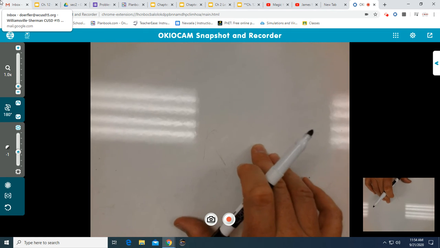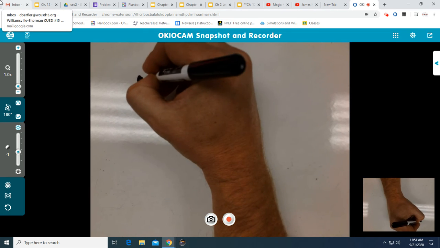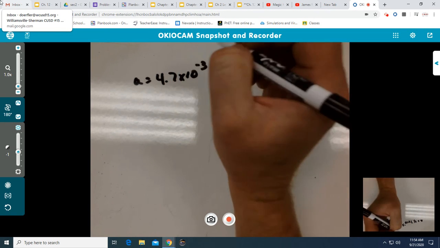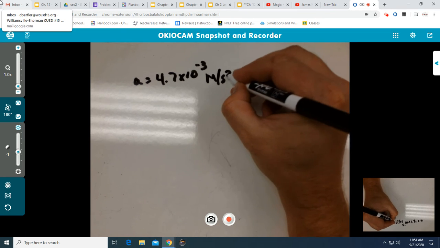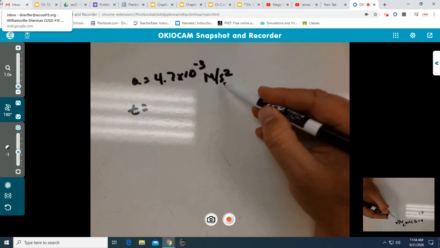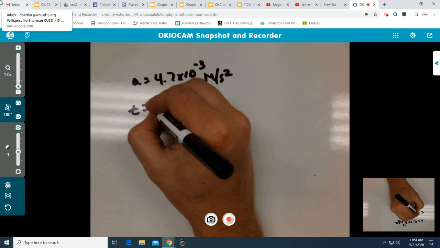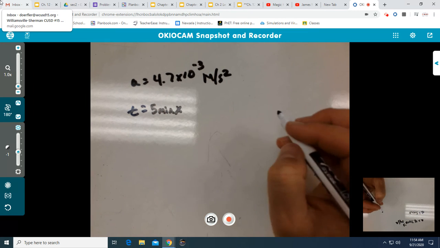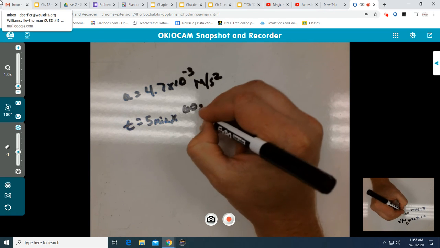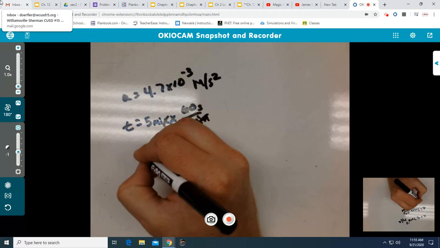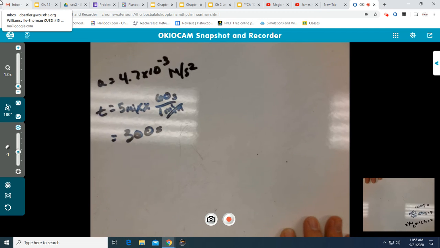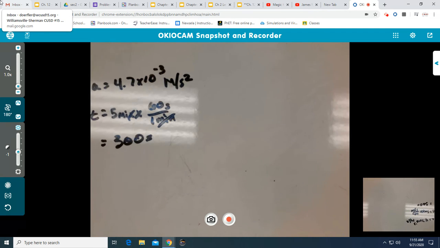Okay. So we have average acceleration, which is equal to 4.7 times 10 to the negative third meters per second squared. And we have a time of 5 minutes. But again, units need to match up because we have seconds here. We have 5 minutes. Do a quick little dimensional analysis conversion here, multiplied by 60 seconds per 1 minute. And we get a total time of 300 seconds. Yes, I know you probably did that in your head. That's fine. I just like to show all my work, which you should like to do as well.